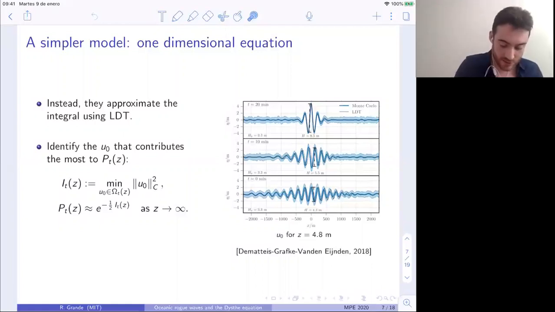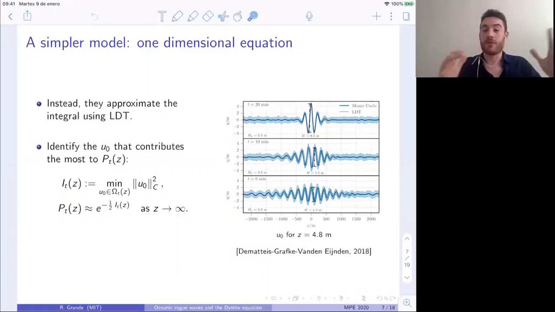If you look at this graph here, they essentially consider different initial data of the form of Gaussians that I described before. And what they do is they evolve them according to this one-dimensional Dysthe equation. They fix this threshold of 4.8 meters of height. And they take snapshots at different times. So this is time 0, this is time 10 minutes, and 20 minutes. And what you see is that, of course, a lot of the initial data that they actually consider will not lead to any sort of large wave forming.